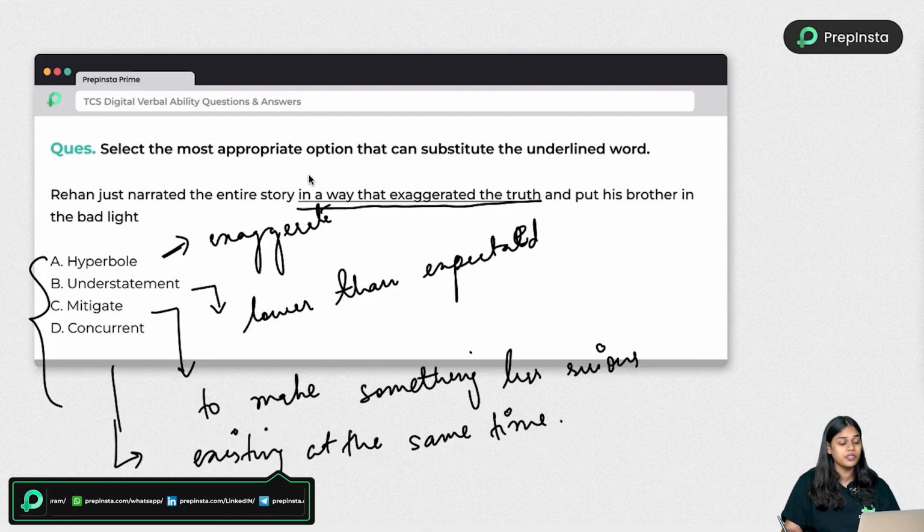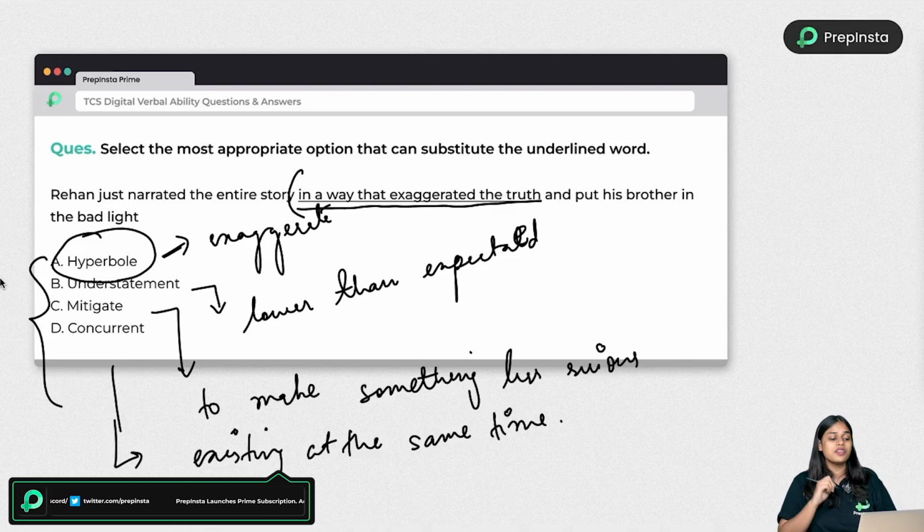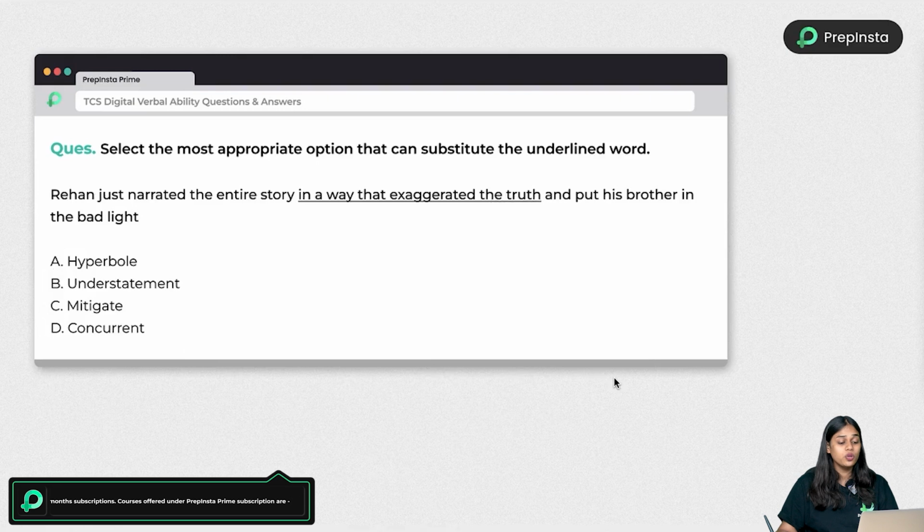Now the phrase that we have here is in a way that exaggerated the truth. So we have the word hyperbole that can replace the phrase that is right there in the sentence. Alright. So Rehan just painted the entire story in a hyperbole and put his brother in the bad light. Alright, so we have option A here as the correct answer. Okay, I hope you got the same answer. If not, I hope you learned what could be the same answer, right?